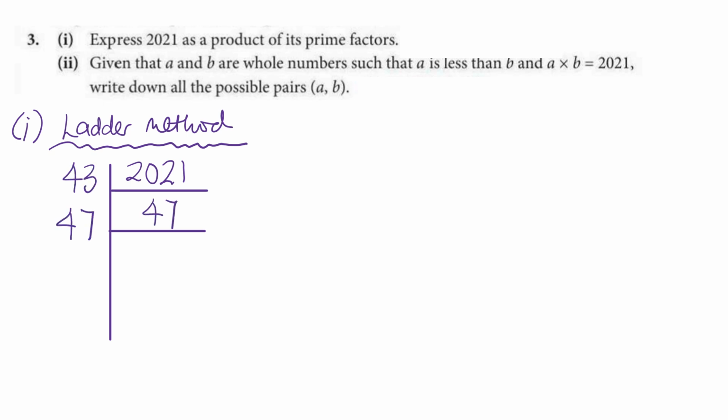And basically 47, it's also a prime number, right? So the prime factors for 2021 are just 43 and 47.